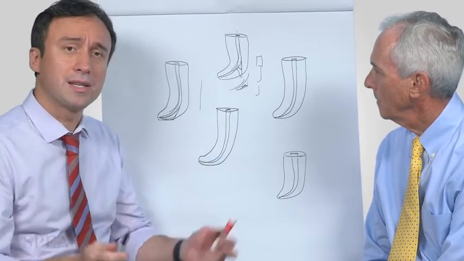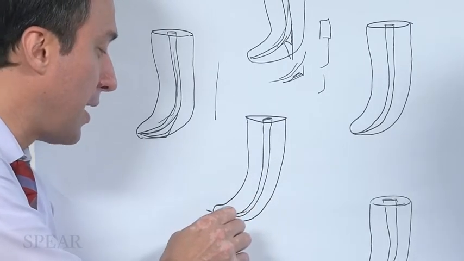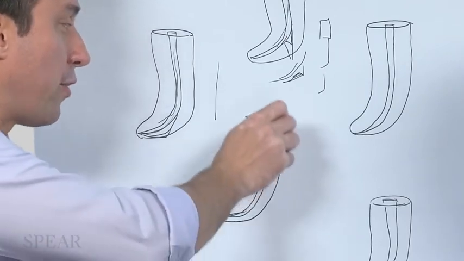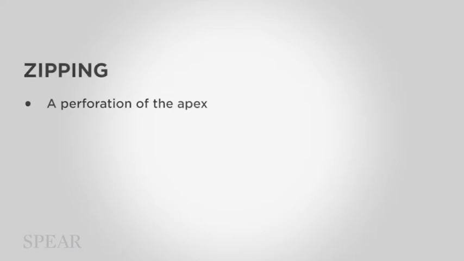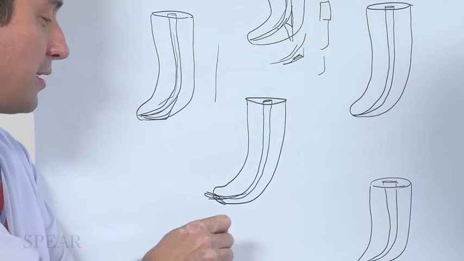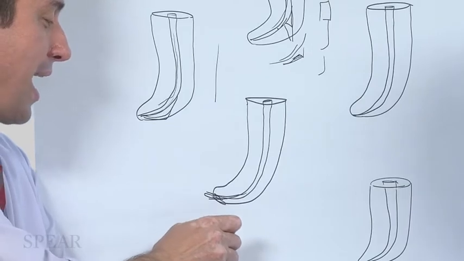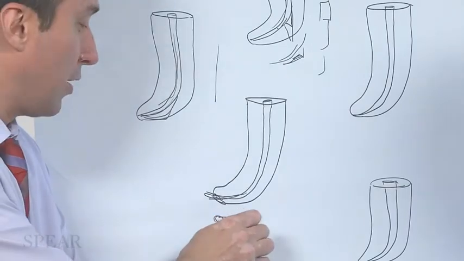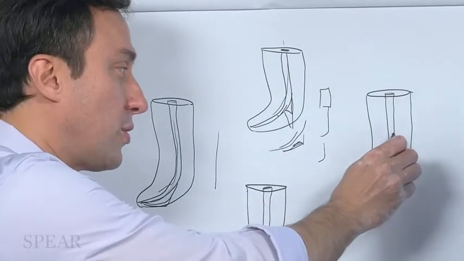Now, we talked about perforations and transportation. Zipping is when you basically go past the apex, you create an apical perforation. So you can have side perforations, perforations on the top, in the root, and if you get past the apex without having proper working length and then continue to instrument, you can enlarge the apex in an oval shape from its original shape, because these canals tend to transport and zip the apex, and then you end up having an oval-shaped canal at the apex, which is more difficult to fill, obturate, and seal, and that is something you want to avoid as well. And last but not least would be instrument fractures, which are really a problem.